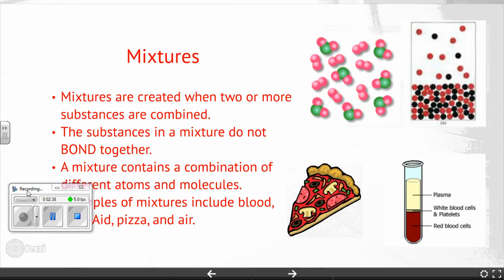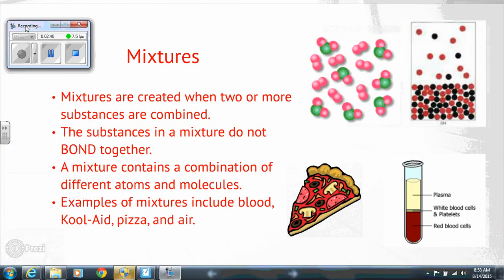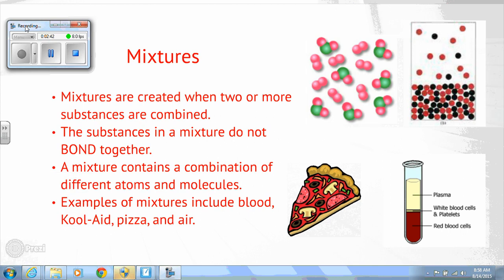Now, let's talk about how matter is classified. We've talked about matter being made up of atoms, and when these atoms join together, they make molecules. Now let's talk about how matter is classified. Matter is either going to be classified as a mixture or a pure substance. And that is what we're going to talk about next in our video lesson.